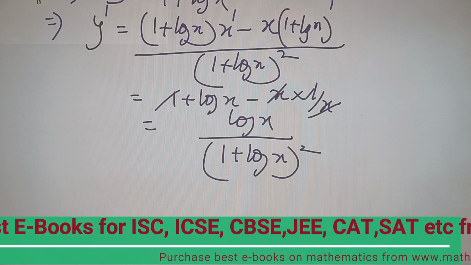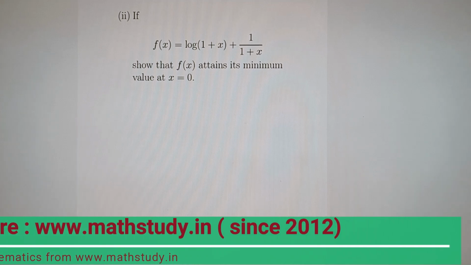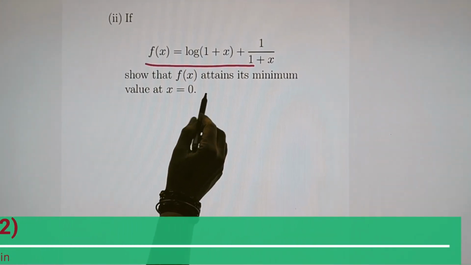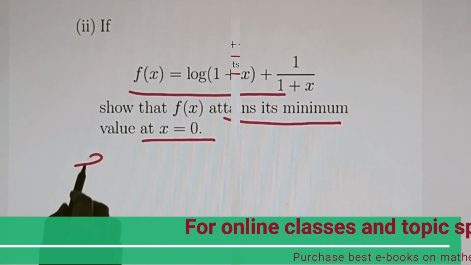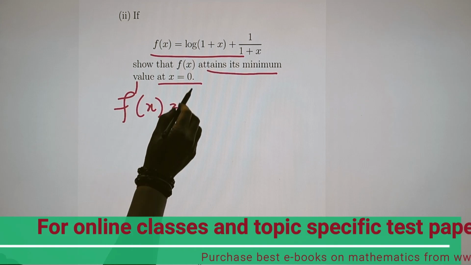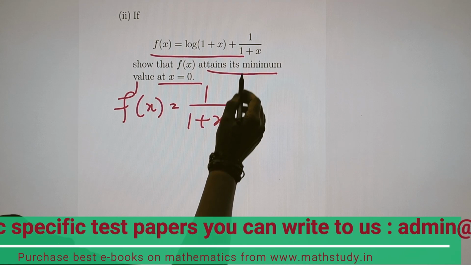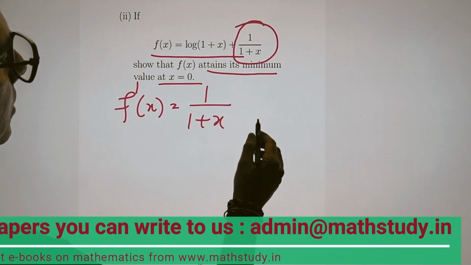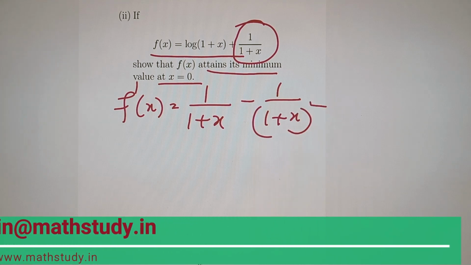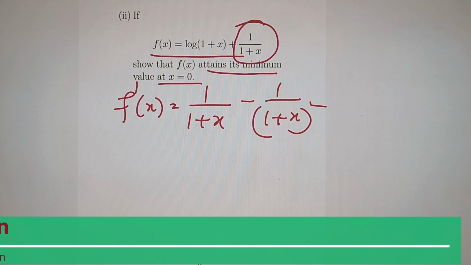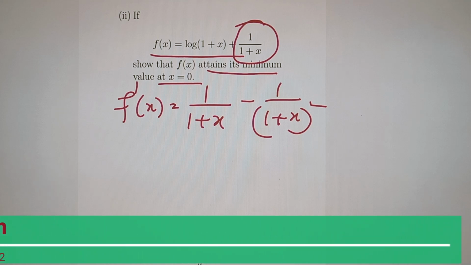Now let's move towards the second part of question number 4. This was part 2 of question number 4, which states that f(x) is equal to this, and we have to prove that f(x) attains its minimum value at x equal to 0. Simply we have to find f dash x first. So the derivative of log 1 plus x is what? 1 upon 1 plus x. Very simple. And the derivative of this is nothing but minus 1 upon 1 plus x whole square. Such types of derivatives you have to remember, so that in the examination it is going to save a lot of your time.